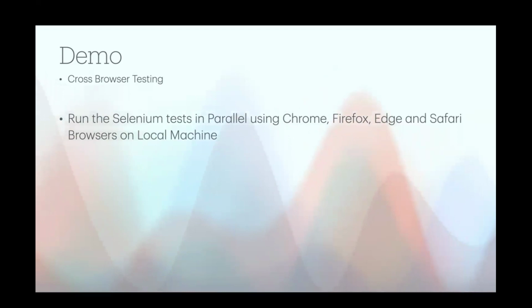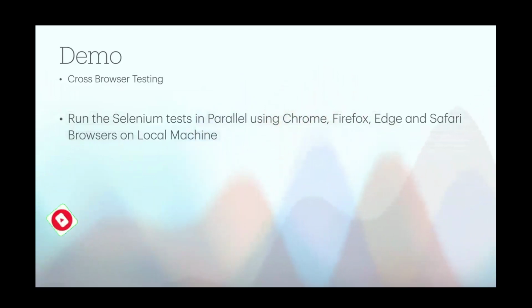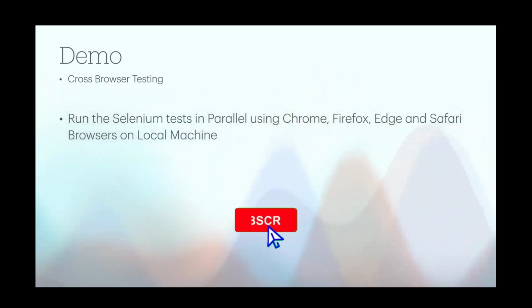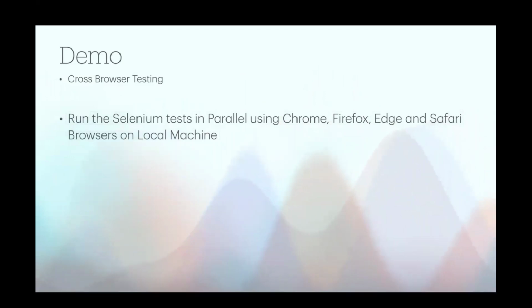In the next cross-browser testing demo, we will be running the Selenium test in parallel using Chrome, Firefox, Edge, and Safari browsers on the local machine. In the previous demo, we saw that all of the tests ran sequentially, one after another. The first Chrome browser test ran. When it ended successfully, the next test on the Firefox browser started, and then with the Edge browser, and finally with the Safari browser.